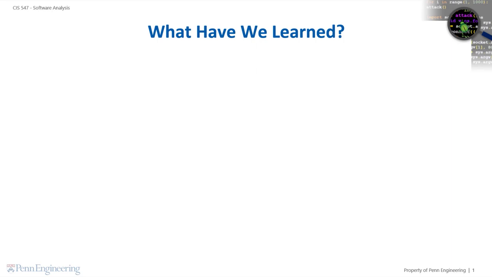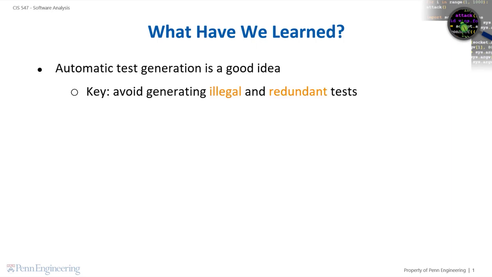Let's wrap up with a summary of what we have learned in this module. Automatic test generation is a good idea. It helps find bugs quickly and it does not require writing or maintaining tests. The key to making it work efficiently is to avoid generating illegal and redundant tests. If one is not careful, these kinds of tests dominate the test generation process and make it ineffective.